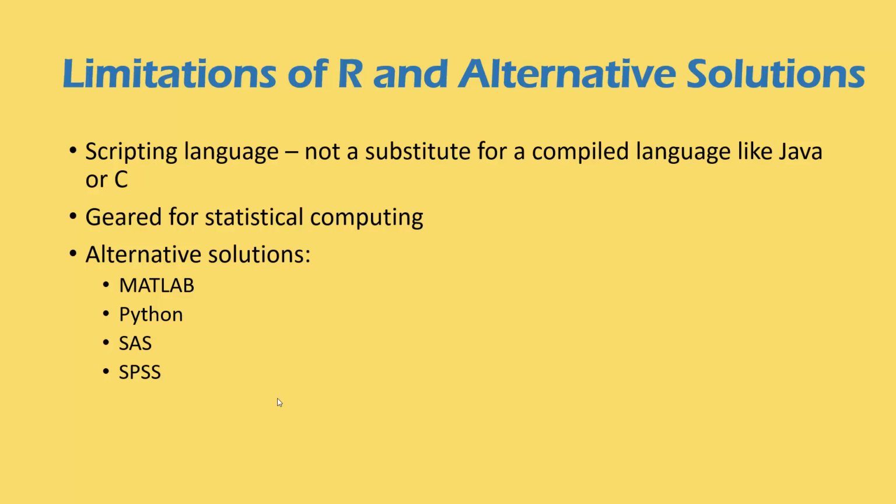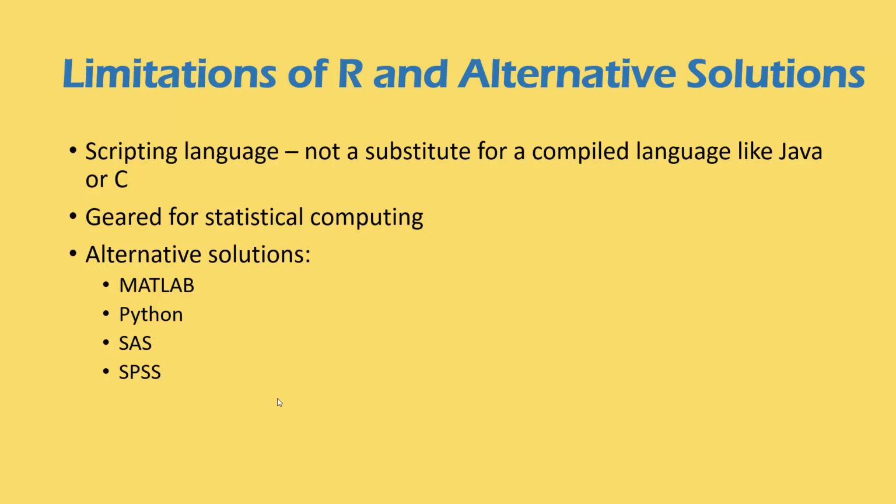So let's talk about some limitations of R and what the alternative solutions are available. R is a scripting language, therefore it's not a substitute for a compiled language like Java or C. Java and C have many more features available to them to create powerful applications, and R simply is not a viable choice for that. It was created with the intent to perform statistical computing, data manipulation, data analysis, and therefore it's meant to just create automated scripts. Although you can integrate R and C together to create some powerful data applications, but I won't go into that.